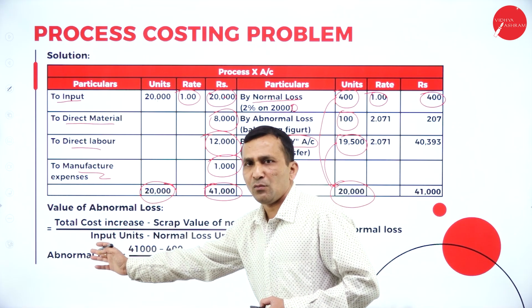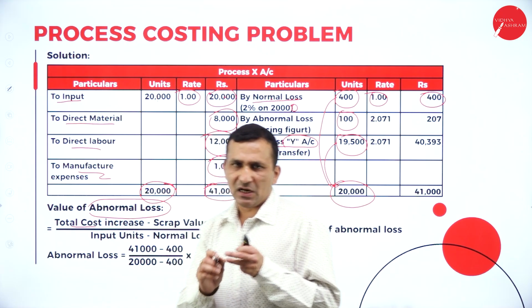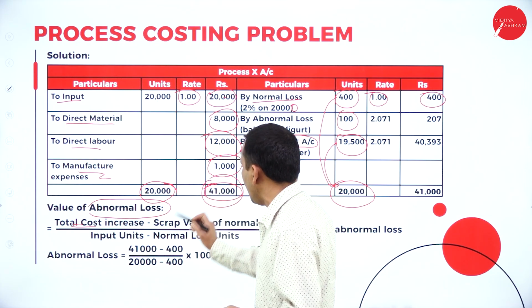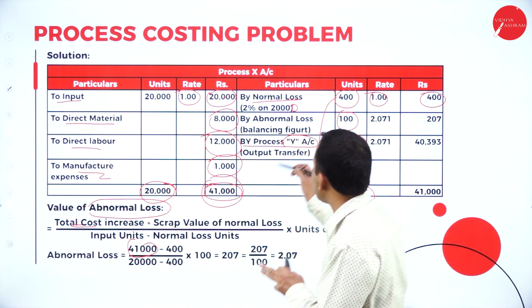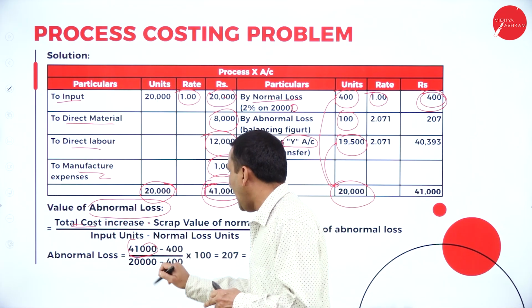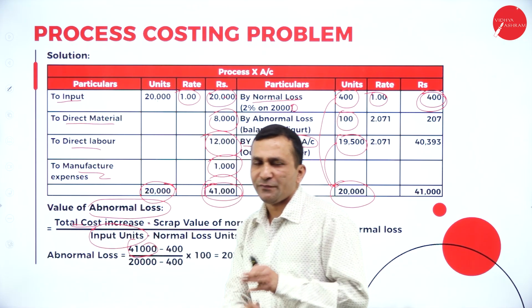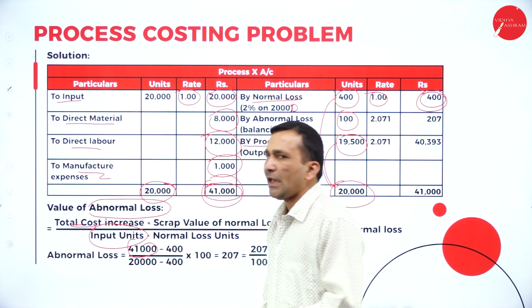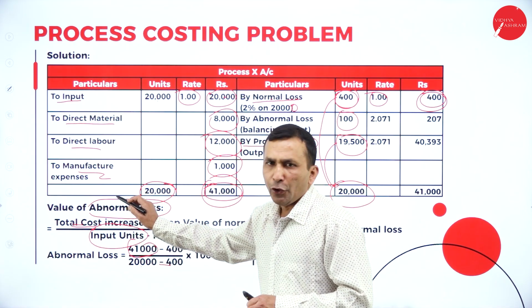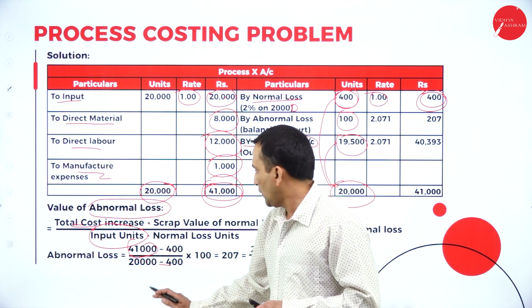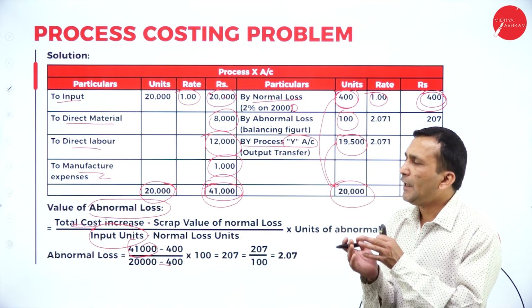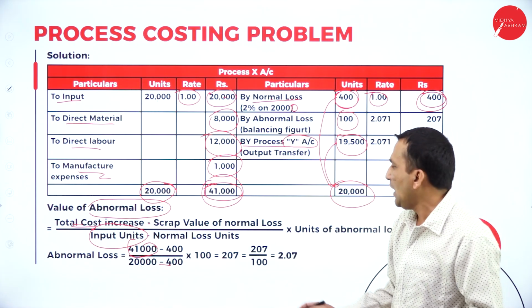We will apply this formula to find the value per unit, cost per unit. So the total cost here is 41,000. From this minus the scrap value we recovered, 400. So if you subtract, divide by the total inputs we introduced for process X, which is 20,000. Okay, from this we identify 400 as the normal loss. We need to subtract in the numerator value and the denominator units. So we got the difference between the debit and credit. Okay, abnormal loss we have identified as 100 units.